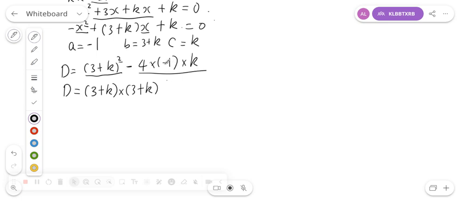Negative times negative gives me a positive. So negative 4 times negative 1 is positive 4, times k is plus 4k. So we can do the simplifying directly, and then D equals.